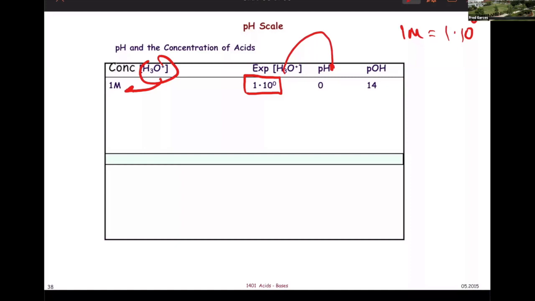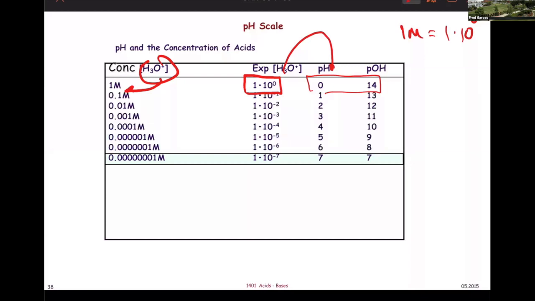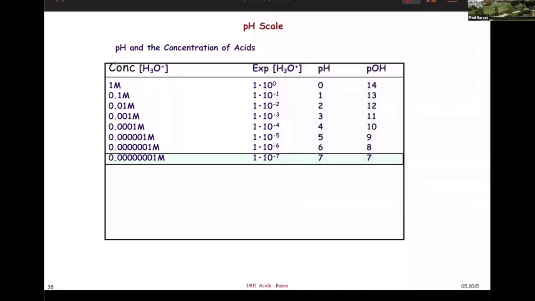Okay, but look at the relationship. 0 plus 14 equals 14. There's always a balance there. And so here we have neutrality for 25 degrees. 7 plus 7 is 14. And then all the values in between. You can see that when the pH gets smaller, it becomes more acidic, but that means that the pOH gets higher. Okay? A smaller pH means more hydronium.